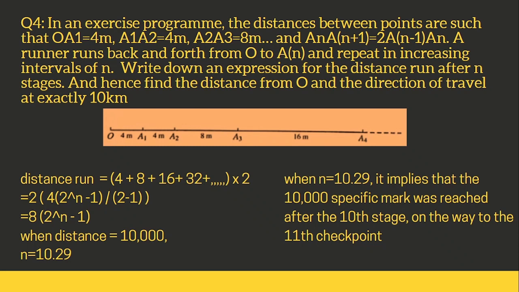So we're going to look at exactly 10 km, which in this case means 10,000 as your distance in terms of meters. And you solve it, you get n equals 10.29. So what this implies is that the 10,000 meter mark was reached after the 10th stage and on the way to the 11th checkpoint.